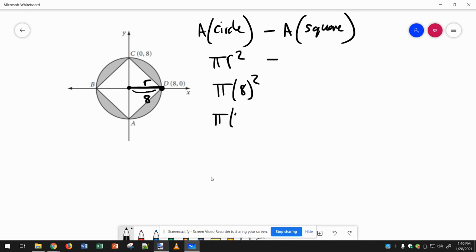This is pi times 64. 64 pi, 64 times pi. You could leave it like that for now. We really don't want to round this yet because actually it doesn't really matter on this one because the square is not going to be rounded. But let's just leave this as 64 pi for now. And then we're going to subtract the area of that square.